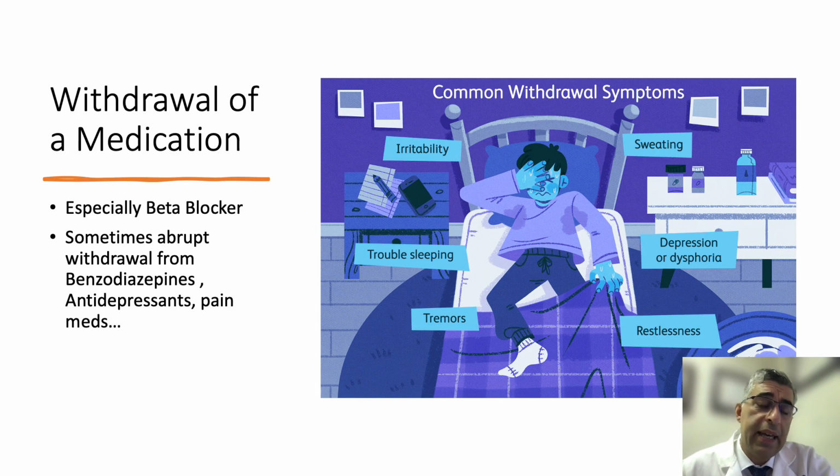The next thing can be withdrawal of medication. Especially, for example, a doctor yesterday or today came, or a nurse practitioner or physician assistant, and stopped some of the heart medication, especially a beta blocker, which is a very, very important one. Sometimes abrupt stopping of this medication can cause paradoxical tachycardia. And withdrawal symptoms can be like that. The patient is very irritable, may have trouble sleeping, restless, and tremors, and many other things.